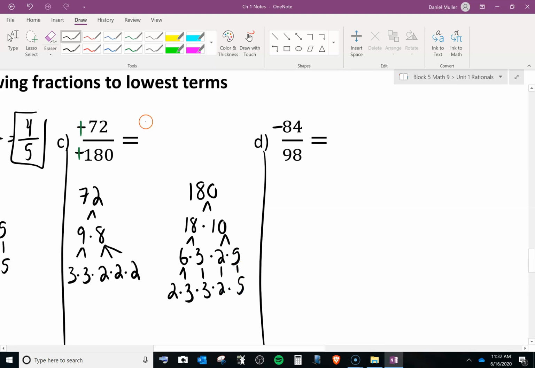So on the top, I'm left with 3 2s and 2 3s. And on the bottom, I've got 2 2s, 2 3s, and a 5. And I can cancel out things on top and bottom. So I've got a 2 and a 2, 2 and a 2, 3 and a 3, a 3 and a 3. So all I'm left with is this 2 and this 5. So my answer is just 2/5.